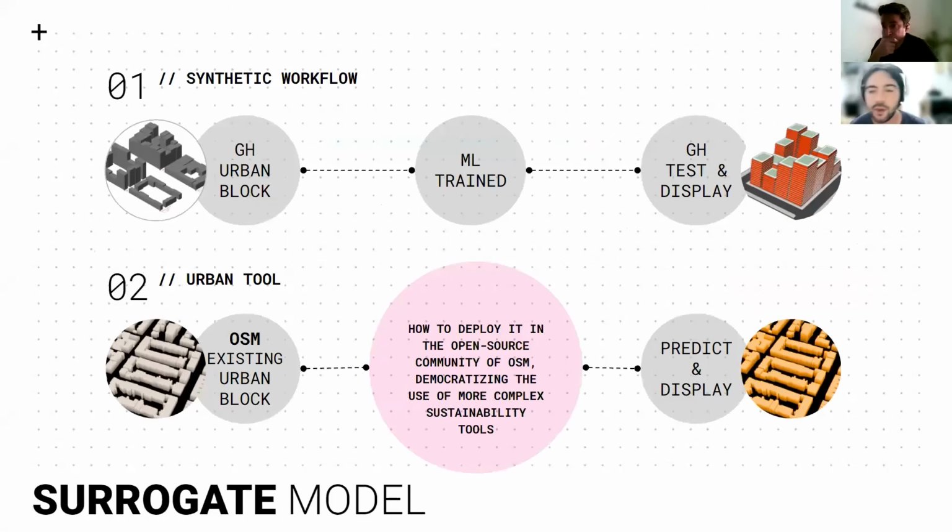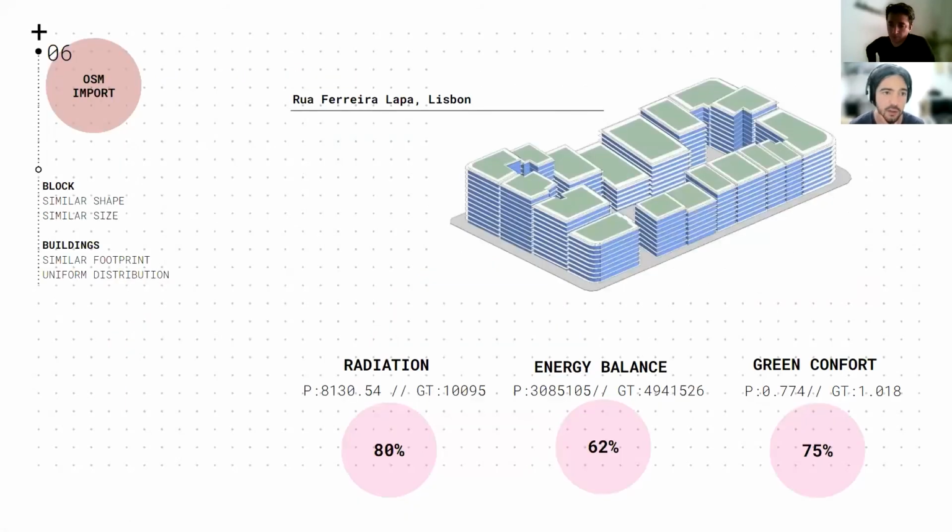Yeah, so once we had a very positive response in terms of predictions for our generated data set, and we had all this live connection established in Grasshopper, we wanted to really take on the challenge of testing this model with existing real-life urban blocks that we could just pick from OpenStreetMap. We really focused on the question of how to deploy our model for the open source community, democratizing the use of more complex sustainability tools for broader use.